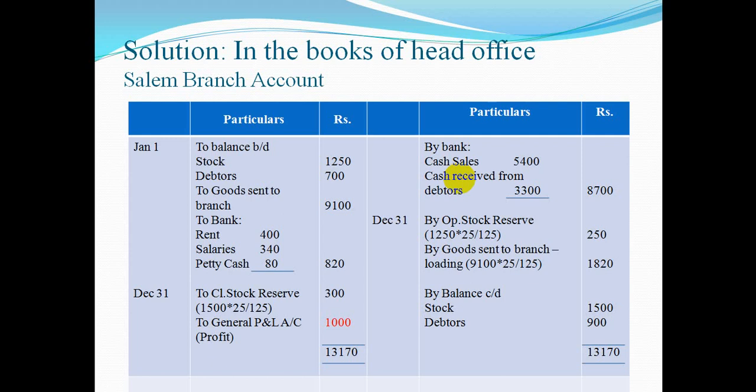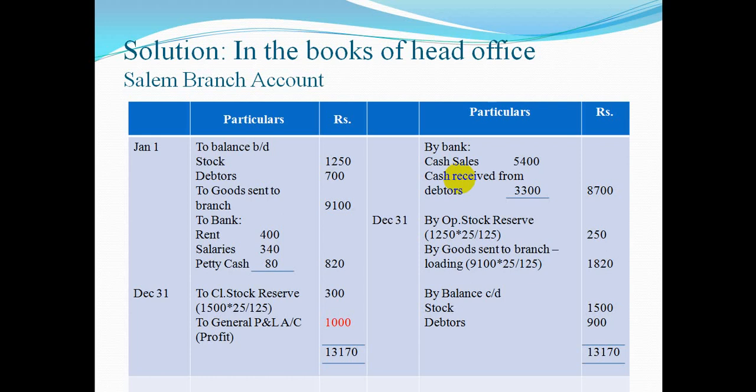And next one is to bank. These are the expenses paid by head office. So rent is 400, salaries is 340, petty cash is 80. We add all these 3 amounts and get the answer 820. And we go to the credit side, it's by bank. It is cash sales and cash received from debtors. We add these 2 amounts and get the total of 8,700.